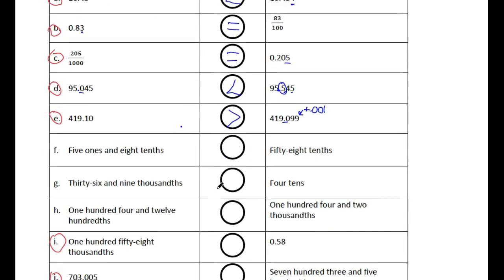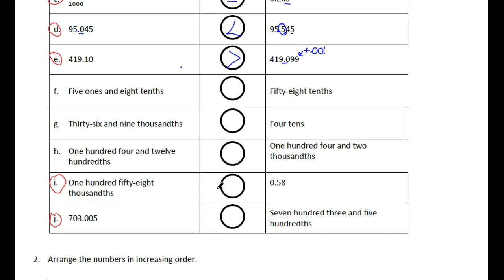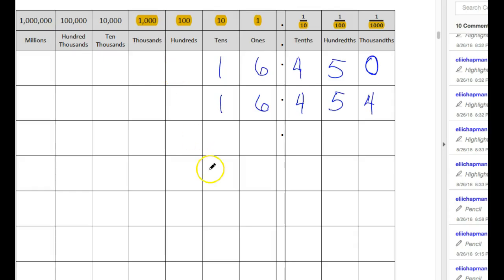Let's move on. Here we have 158 thousandths. Let's look at our place value chart again. I'm going to start here.